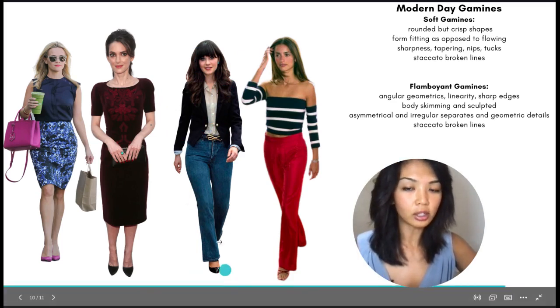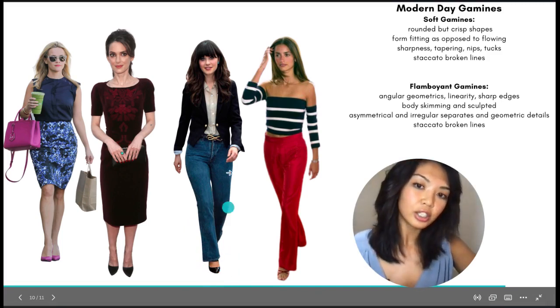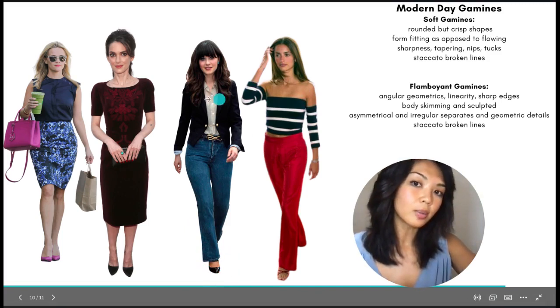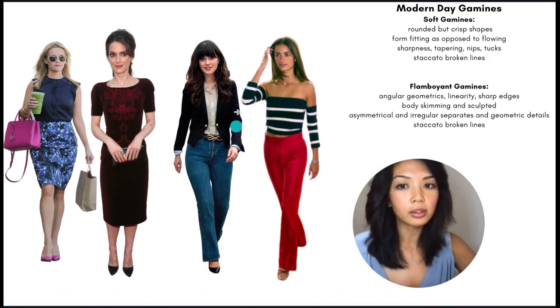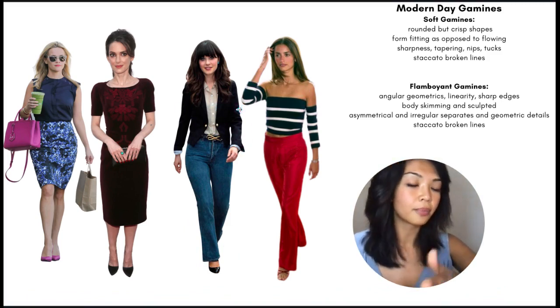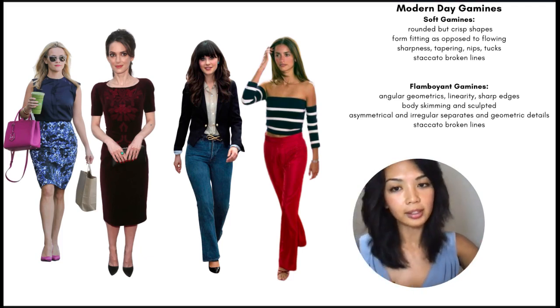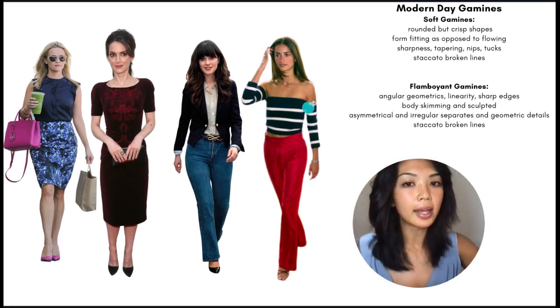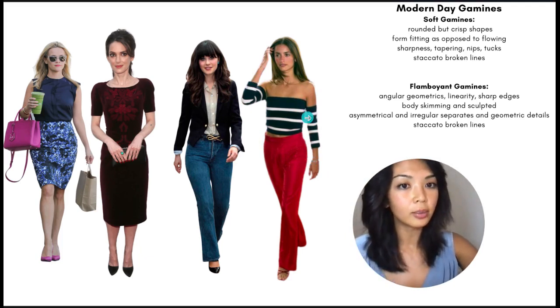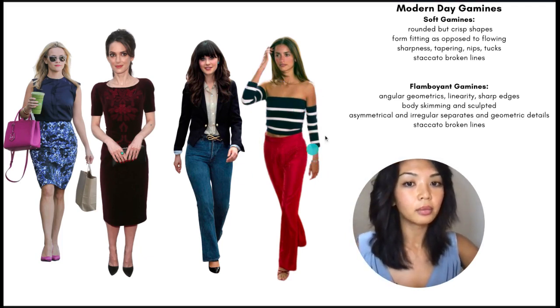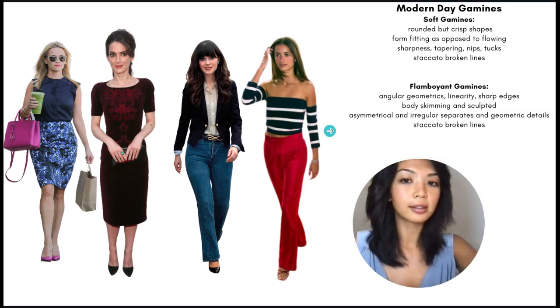For the Flamboyant Gamines, we have Zoe in this more sculpted kind of blazer, a little bit of geometry, angularity, elongation, especially with these lovely high-waisted straight jeans here, a little bit more heaviness in the details with these metals, richer, slightly more luxe fabric choices. Then we have Penelope, more geometrics, more elongation, more sleekness, not as much roundedness.